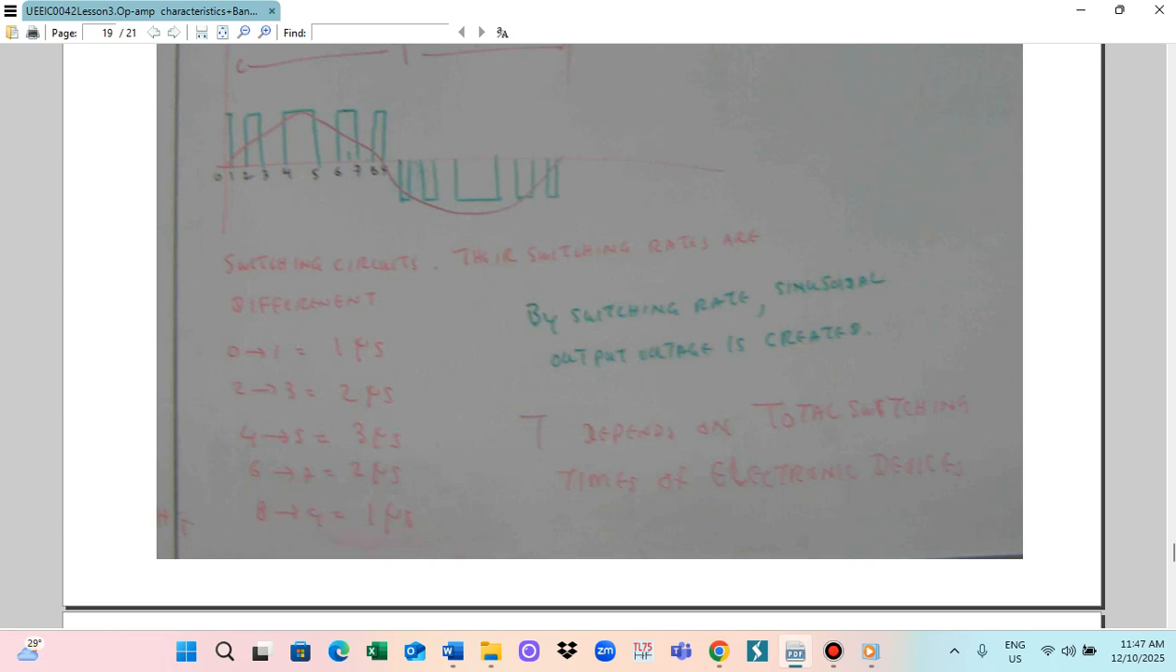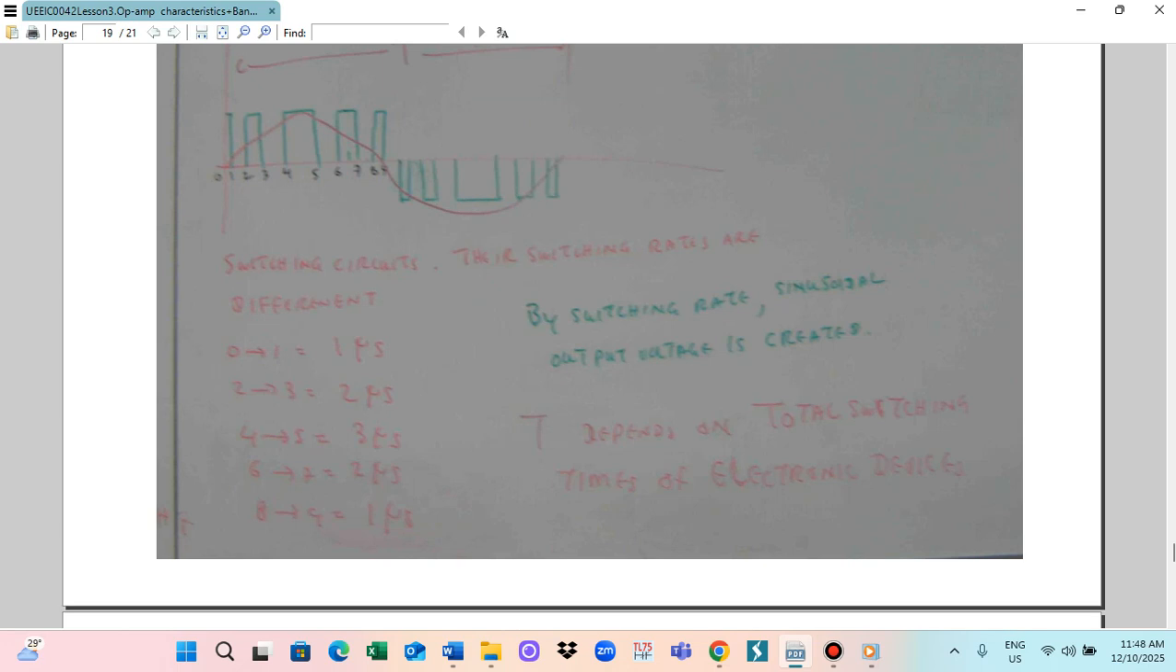Because of this, we provide the sinusoidal voltage. So sinusoidal voltage comes out. So this output voltage is a PWM voltage. So by the switching rate, we can create the sinusoidal output voltage. So by switching rate, the sinusoidal output voltage is created.